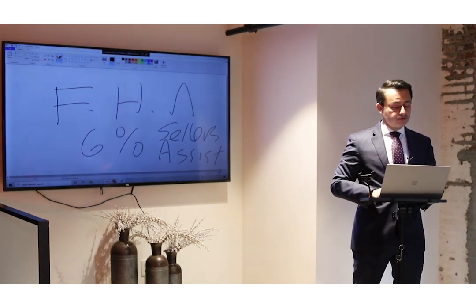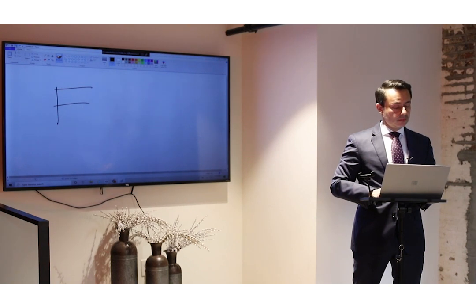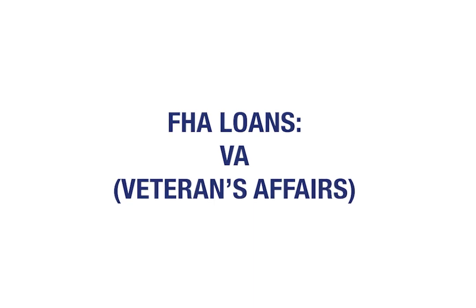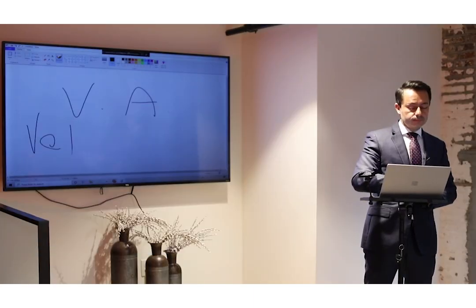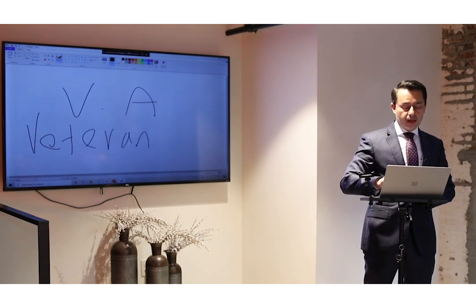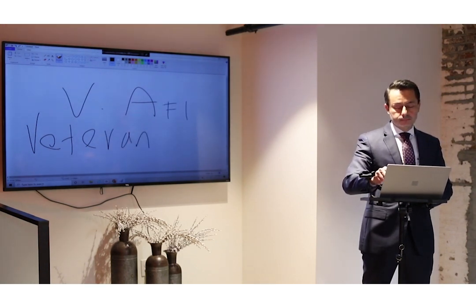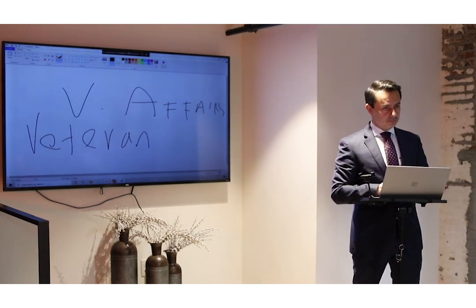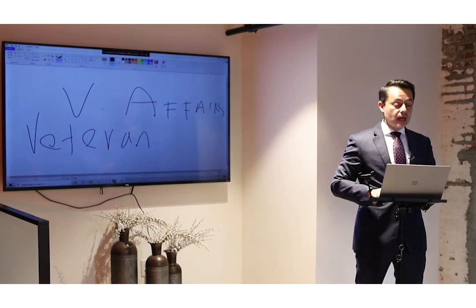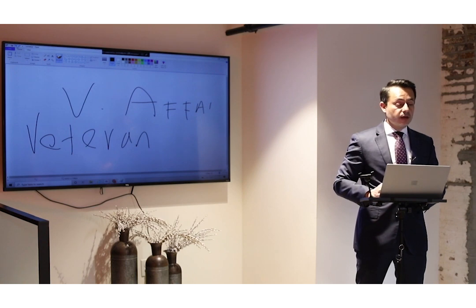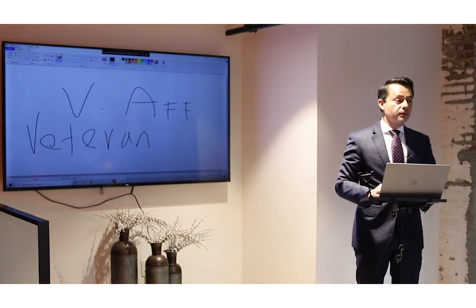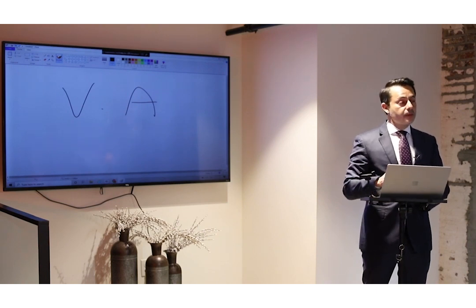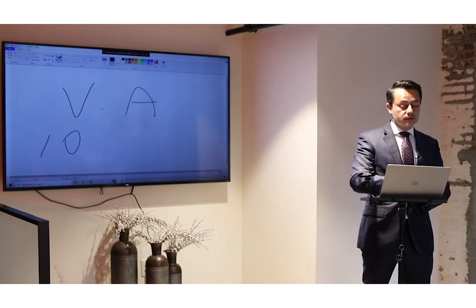Then the third type of residential lending is called VA. And what is a VA type of loan? V stands for veteran, and then A for affairs. This loan only can be given to someone who has been in the military. Now, this loan has a lot of positive things. And if you're a smart agent, you will cater to the VA personnel or people who have been in the military, because you can buy a property with a VA loan 100% financed.